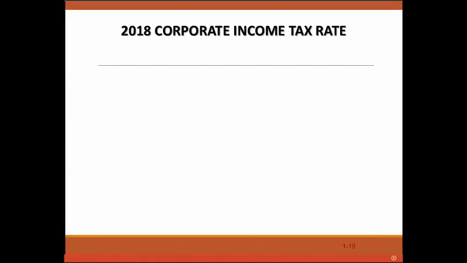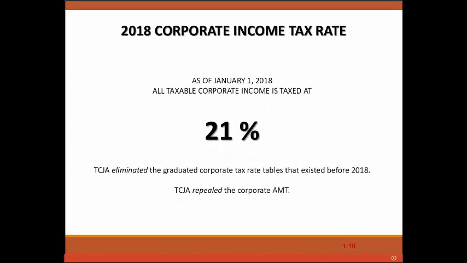On the corporate side of income tax, it has been made tremendously easy. Up until the end of 2017, corporate income was taxed on a graduated system similar to what you saw for individuals. As of January 1, 2018, for corporations, all corporate income will be taxed at a flat 21%. This is good news for corporate America.